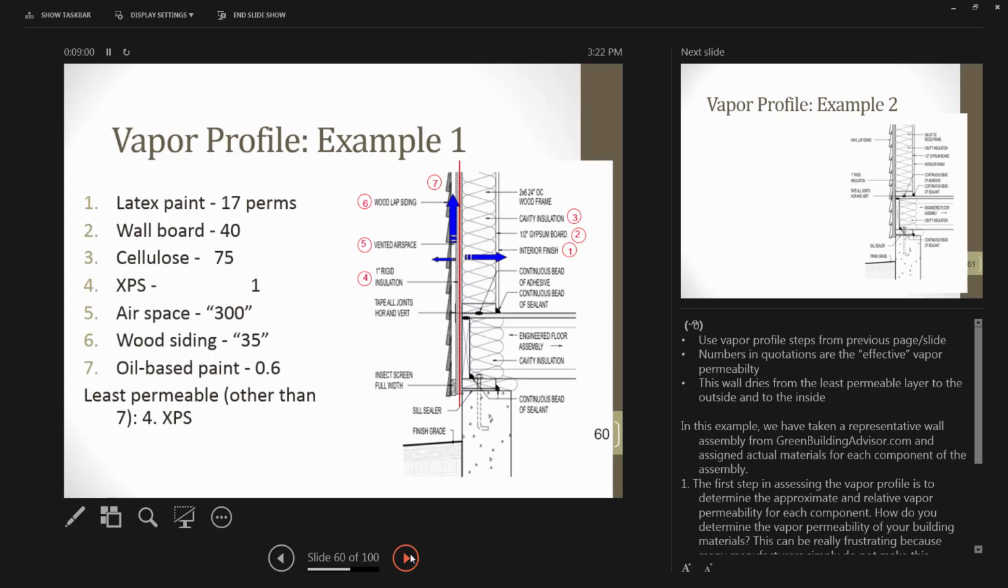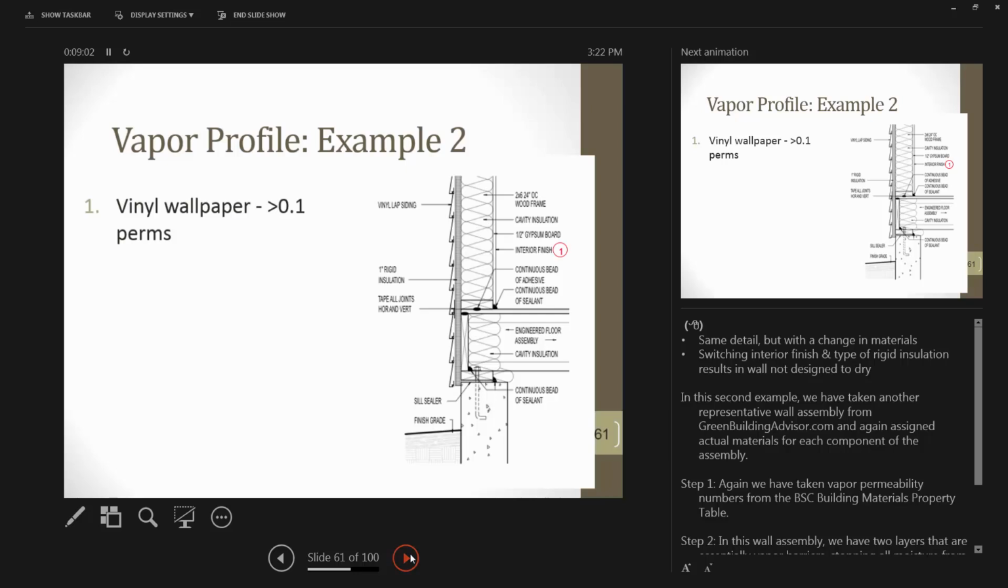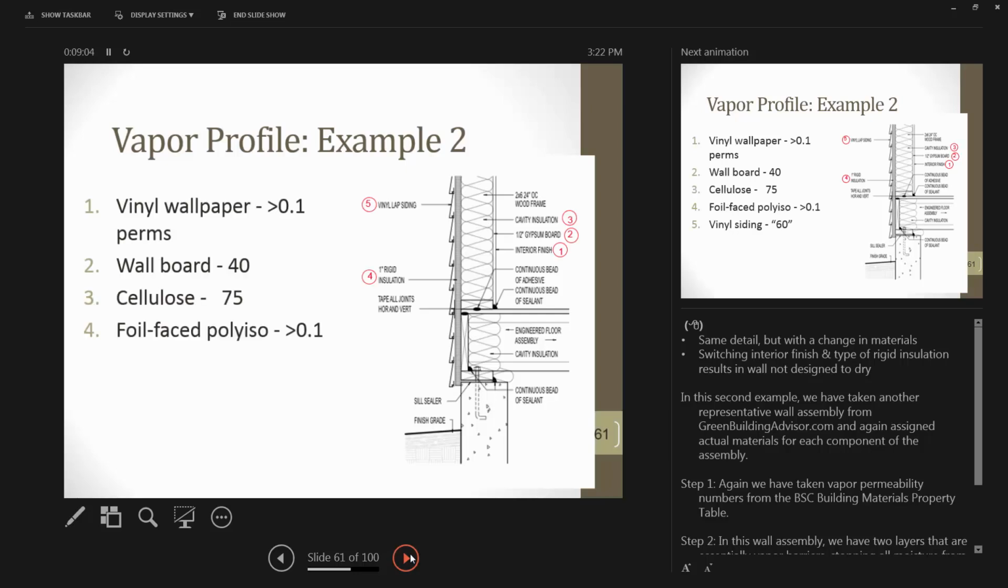It's going to be inside the wall cavity. So that's where the potential problems are. Just another example.